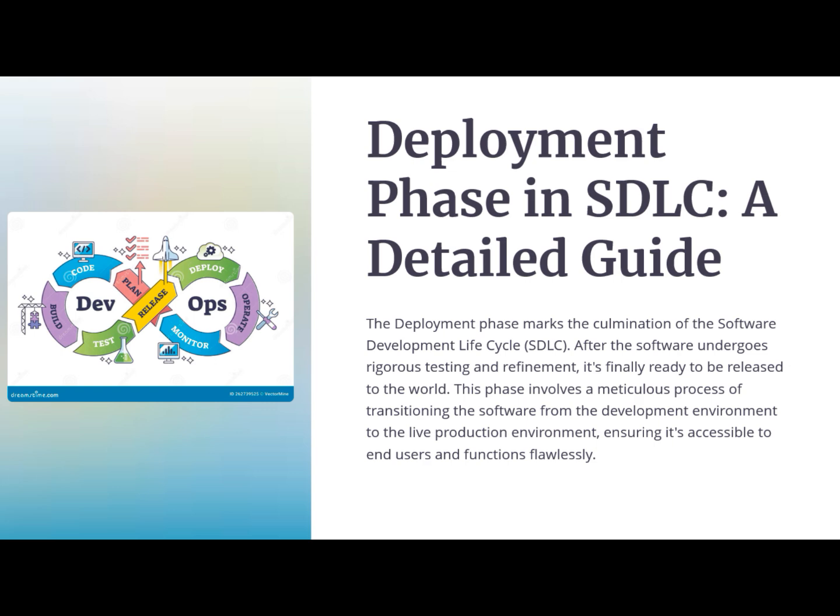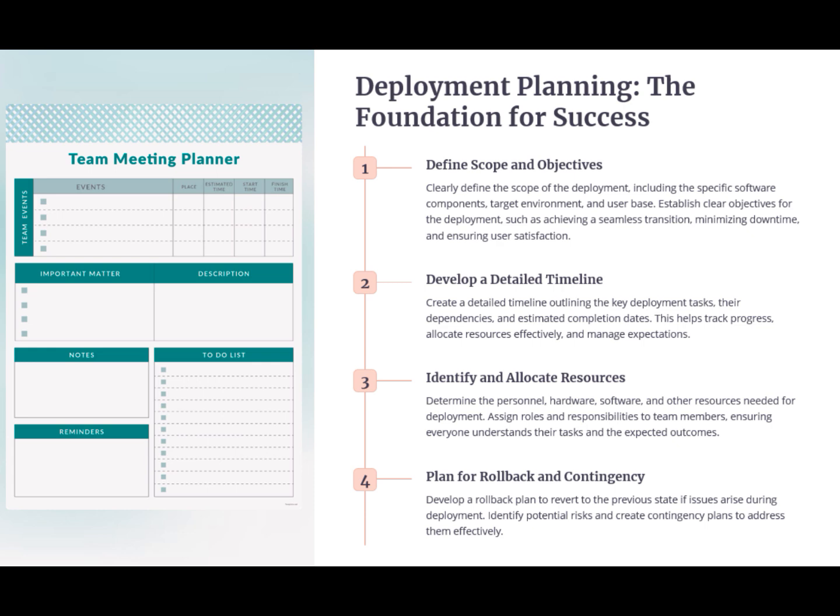Let's get started. The deployment phase marks the culmination of the software development lifecycle. After software undergoes rigorous testing and refinement, it's finally ready to be released to the world. This phase involves a meticulous process of transitioning the software from the development environment to the live production environment, ensuring it's accessible to the end users and functions flawlessly. Let us see in this slide how to plan the deployment.